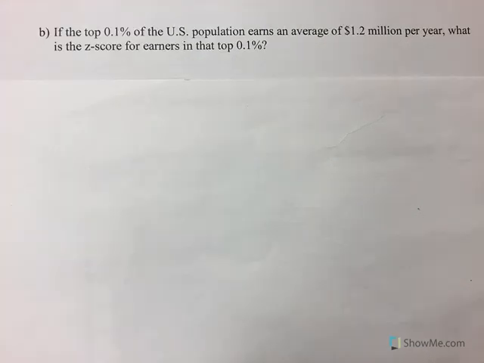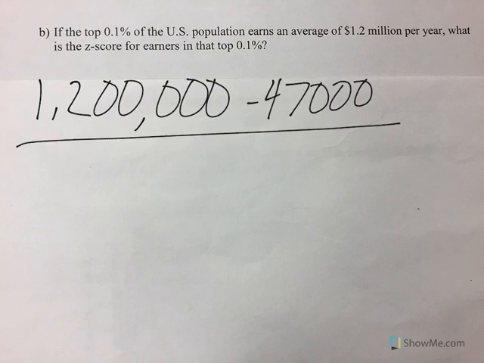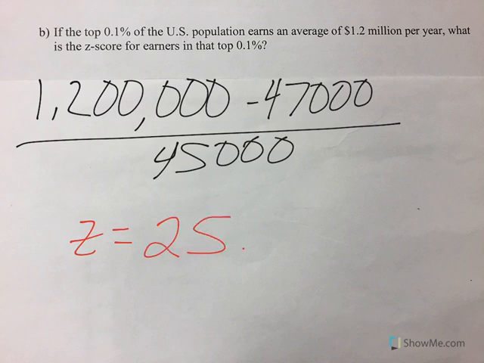If the top 0.1% of the U.S. population earns an average of 1.2 million, what is the z-score for that person or those people? So 1.2 million minus our average of 47,000, divided by 45,000. That z-score is a whopping 25.62.